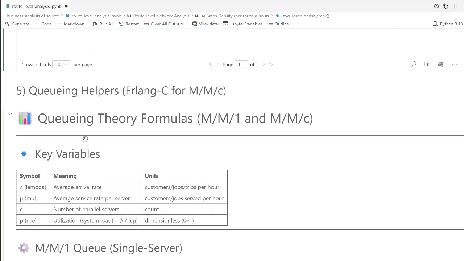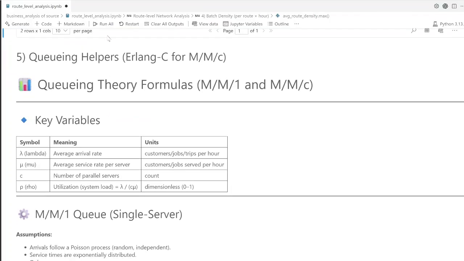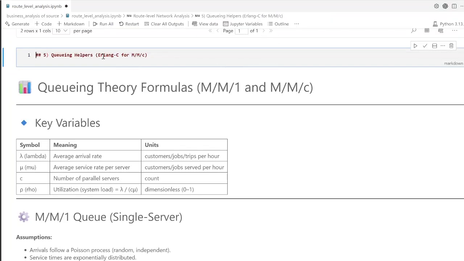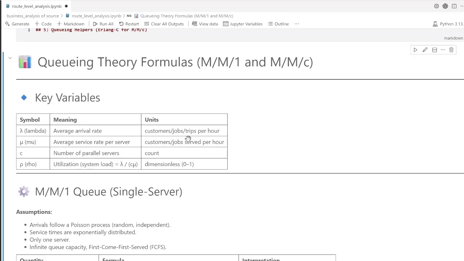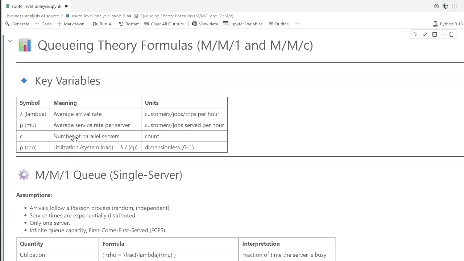Okay. Now let's look at what all the helper functions are that we would be needing to carry on the Erlang C analysis or MMC analysis. Let's first understand the meaning of each. Lambda, everywhere you see lambda, that is the arrival rate, and mu is the service rate per server. C is the number of parallel servers, and rho is the utilization.